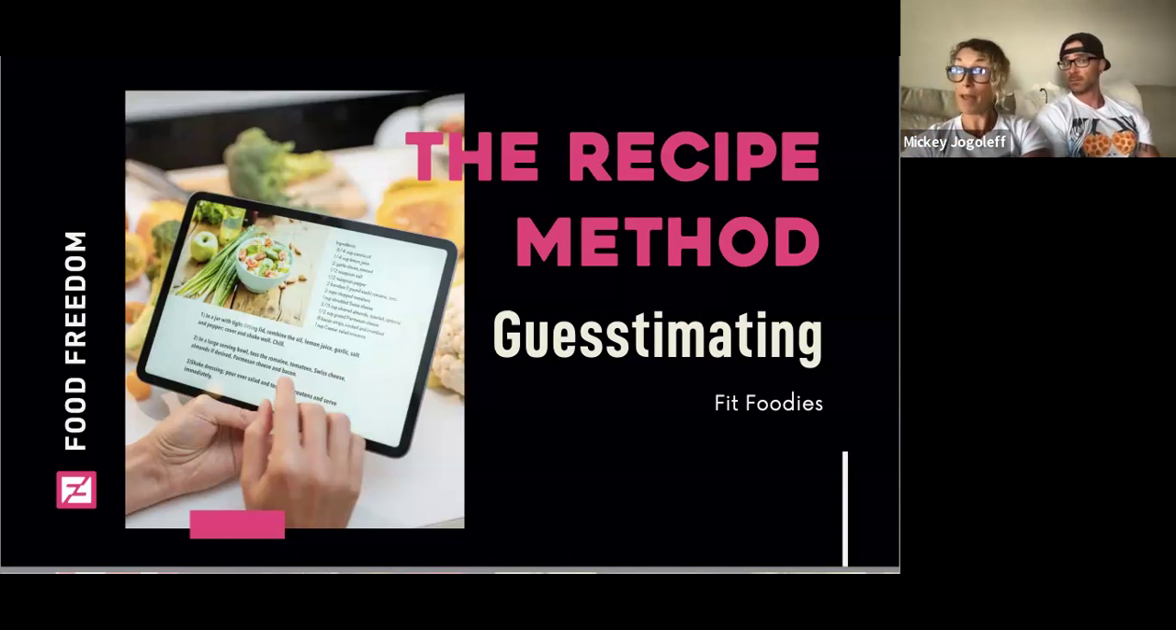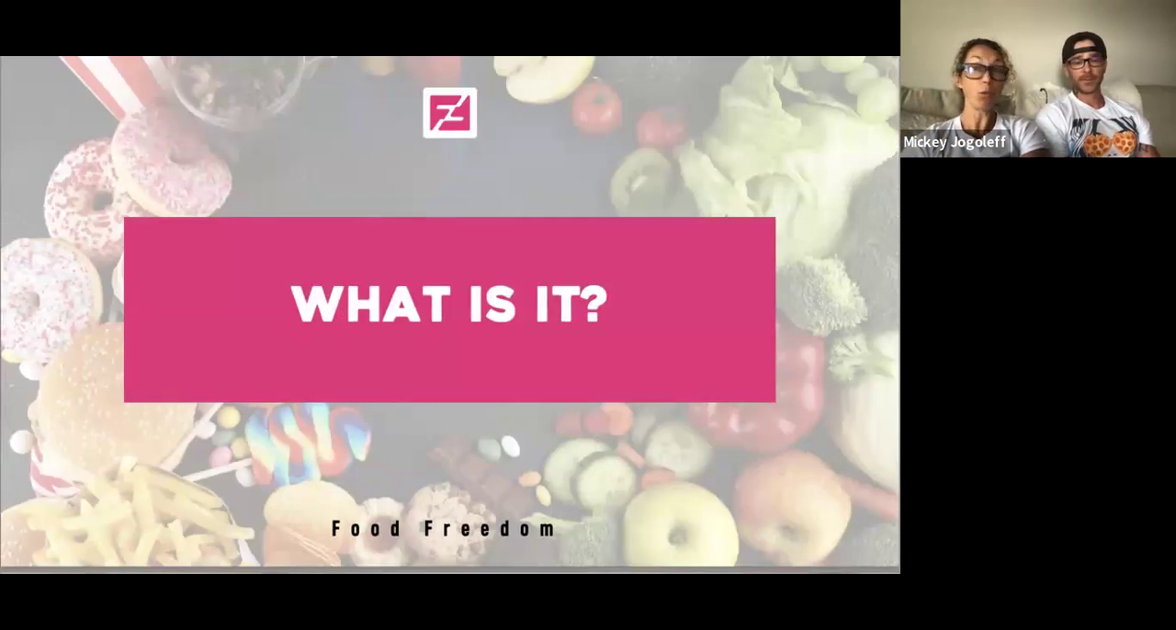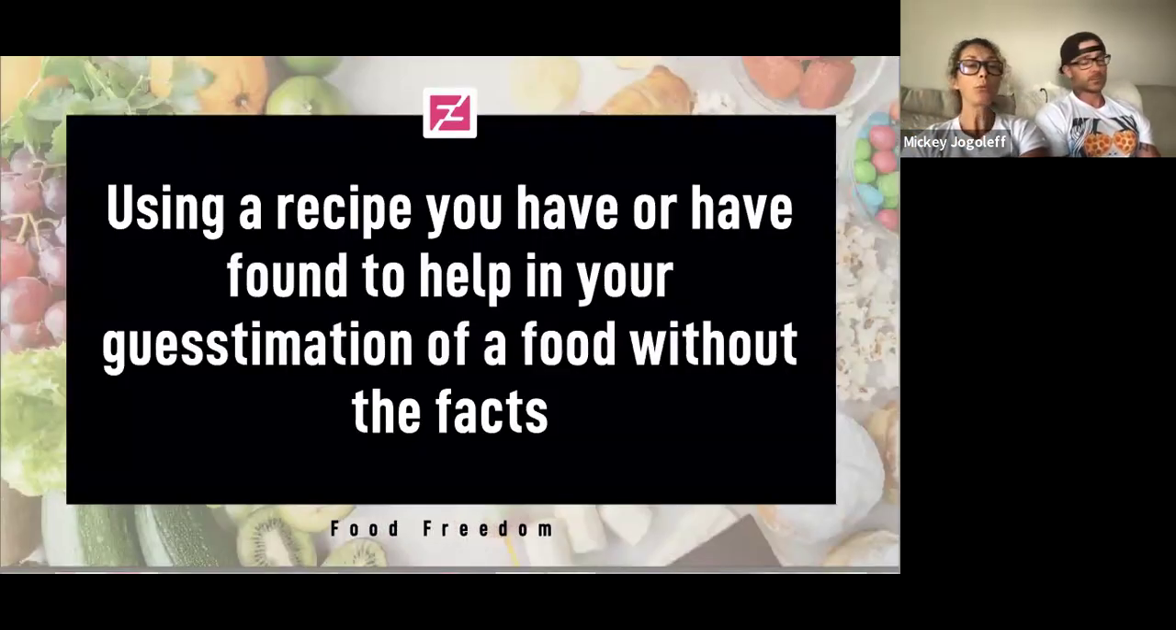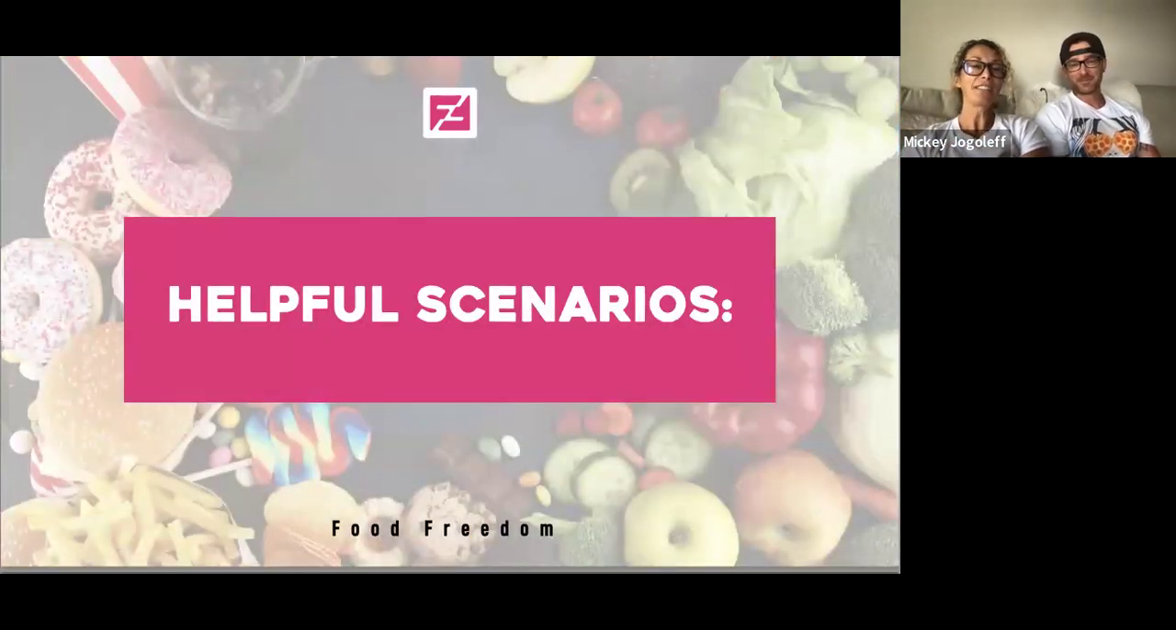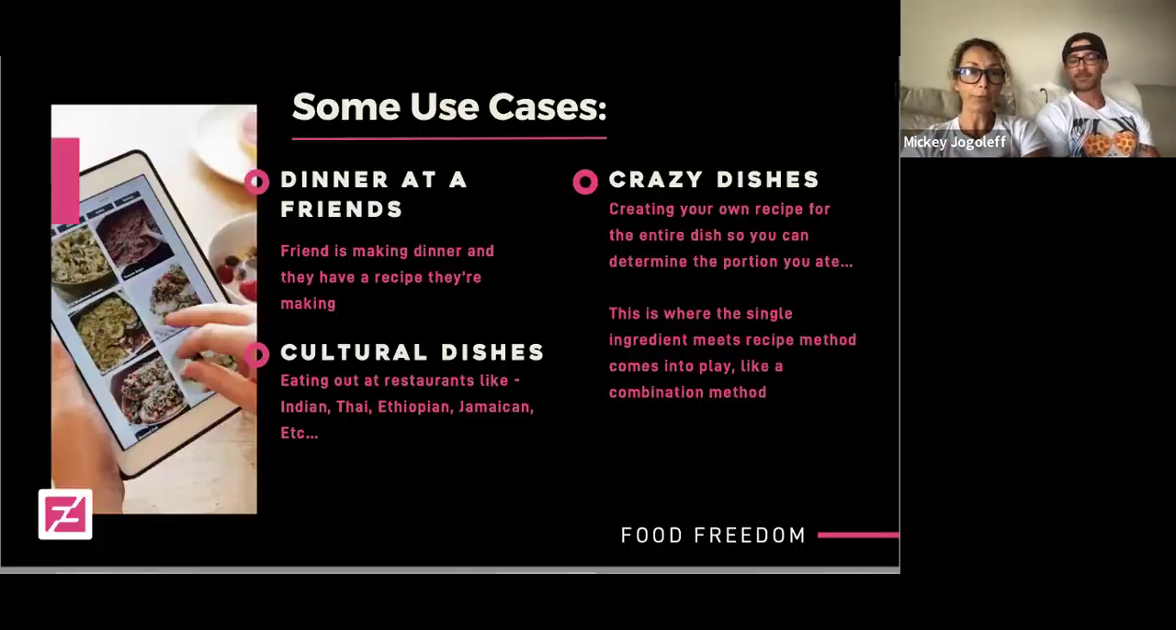The recipe method for guesstimating. Boom. Let's dive in. So, what is it? Well, it's when you use a recipe either you have, or maybe your friend has, or maybe you have found, to help in your guesstimation of a food that you're going to eat that has no nutrition facts. Yep. So you don't have to have the recipe to start, but you can find one. This is true. Yeah. So let's talk about a couple helpful scenarios.